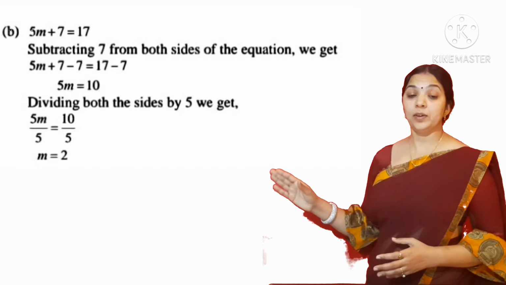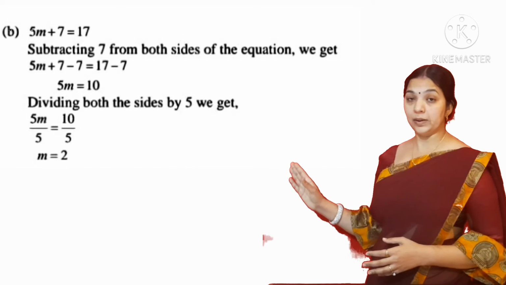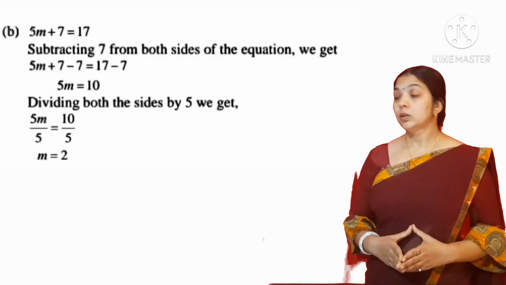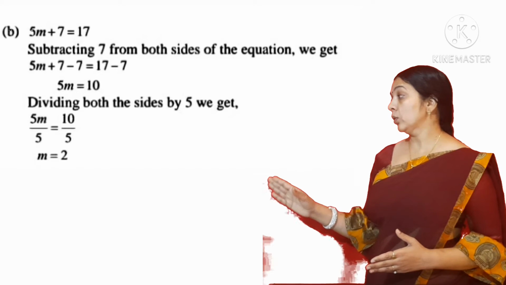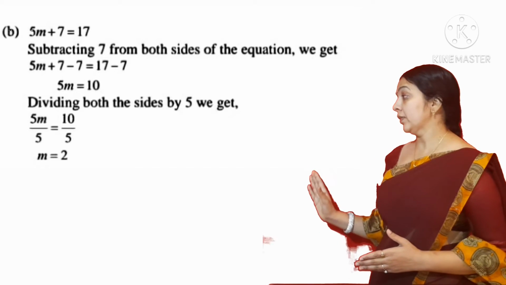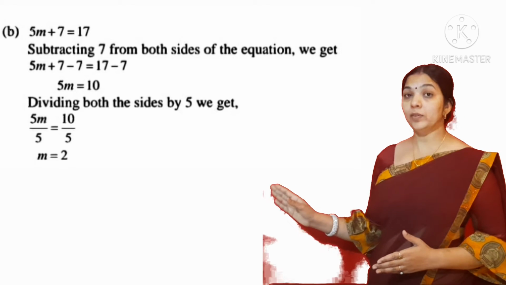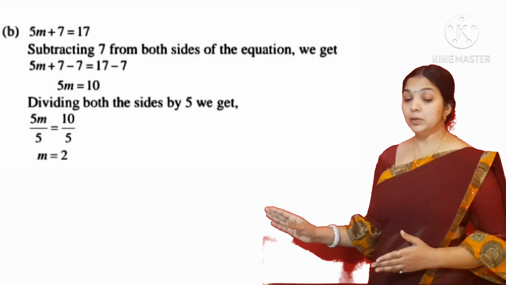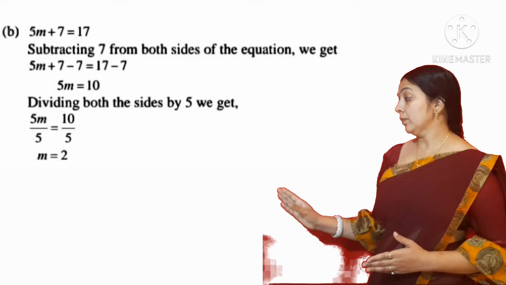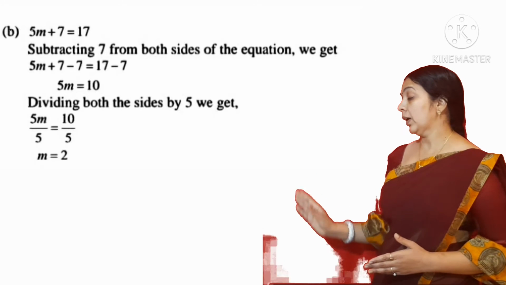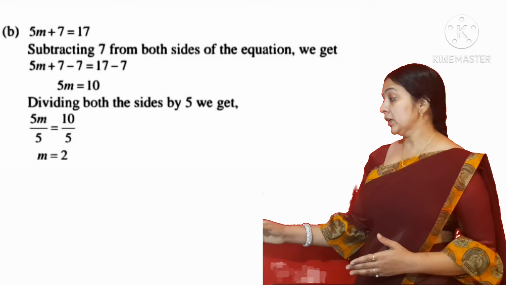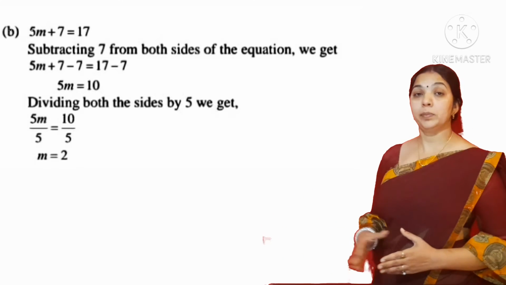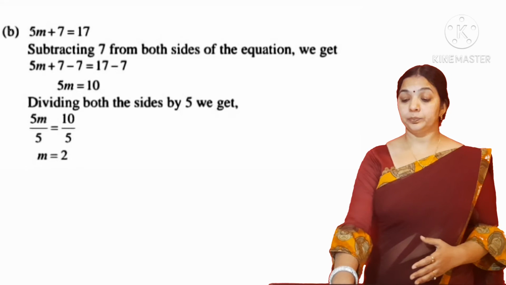The next one is 5m plus 7 is equal to 17. So for this we will subtract 7 from both hand sides. So 7 minus 7 will be cancelled out, and 17 minus 7, the 10 will remain. So 5m is equal to 10. Now we will divide by 5 on both hand sides. So 5m upon 5 is equal to 10 upon 5. 5 will be cancelled out by 5 on the left hand side, and 10 divided by 5 is equal to 2. So m is equal to 2 will be the answer for this equation.